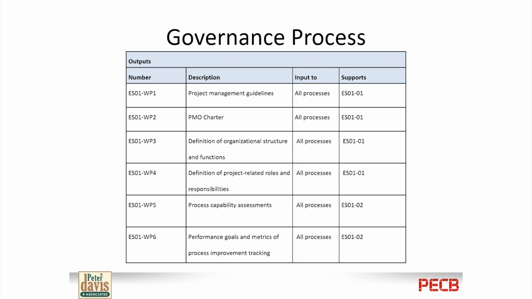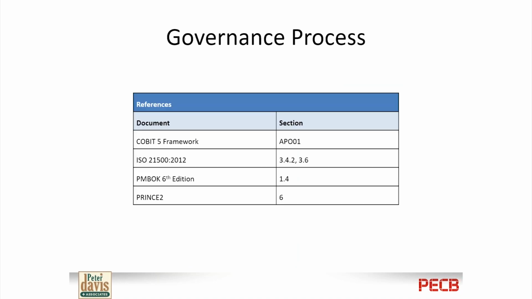And we have a definition of project-related roles and responsibilities. We have our process capability assessment methods and our assessments themselves. We have performance goals and metrics of process improvement tracking. So these are the outputs we'd expect to see from this particular process, this established process.